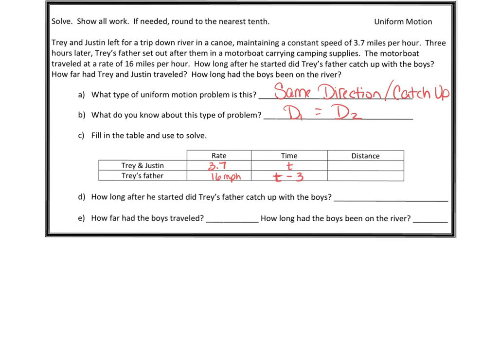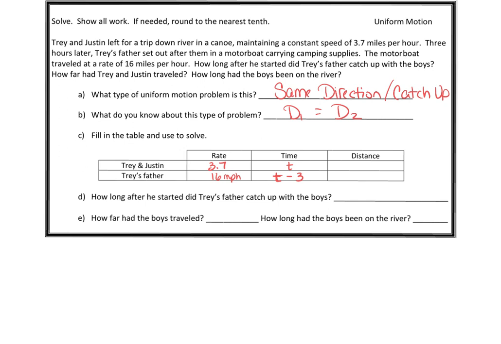Here's something else you can tell. Whoever's going faster is going to travel less time as well. Does that make sense? I mean, their distances are the same. So clearly going 16 miles an hour, you shouldn't travel as long than if you're going 3.7 miles an hour. Okay? Does that make sense? And so wherever it's faster, there's where you're going to subtract the time from. Whoever's going faster is going to have the less time, which makes perfect sense if they go the same distance. Okay? So he left 3 hours later.